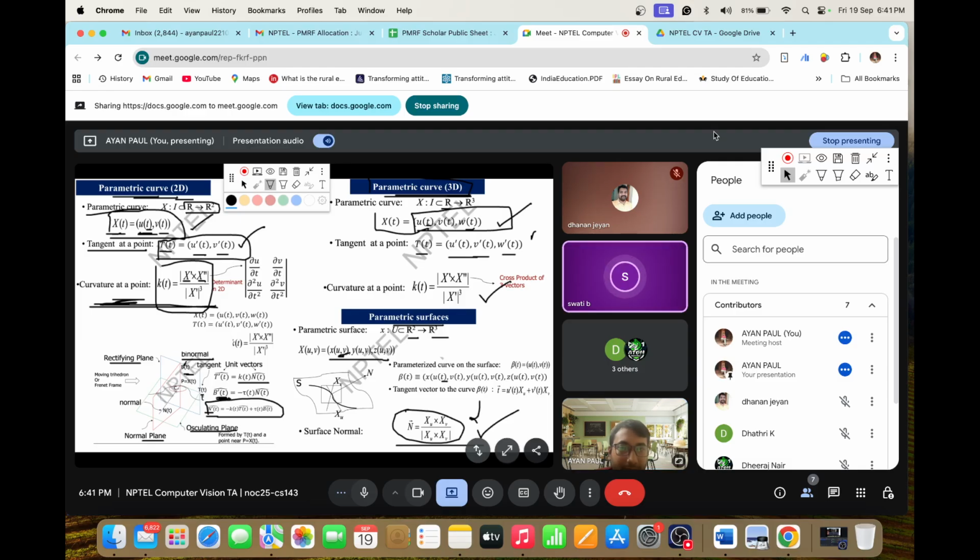So this parametric curve, what does this mean? When light falls on a certain object, is that the right understanding?